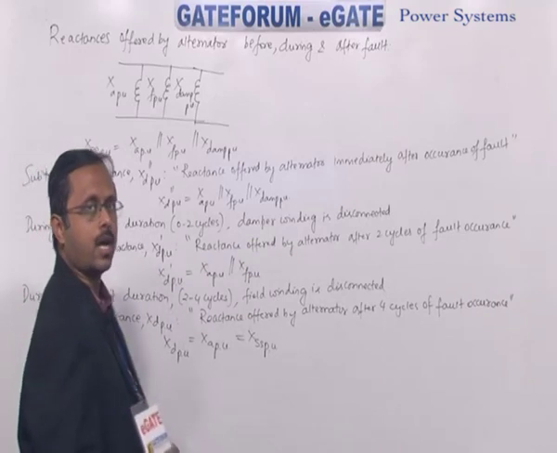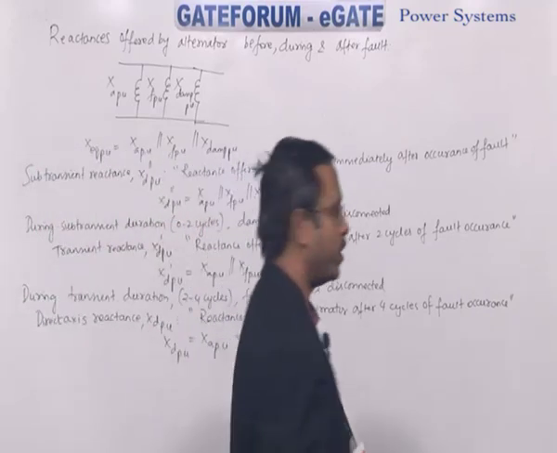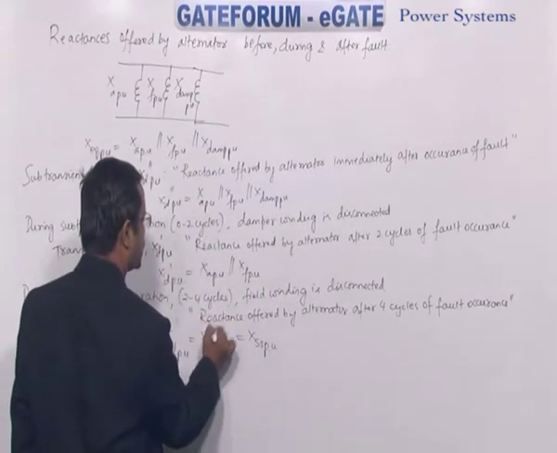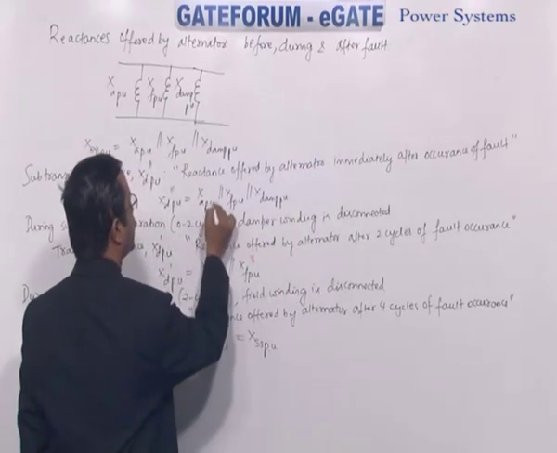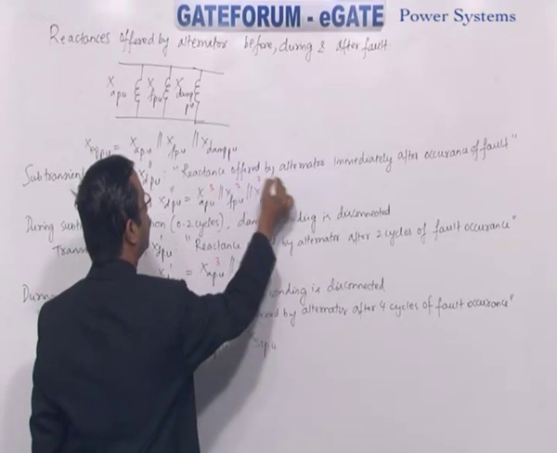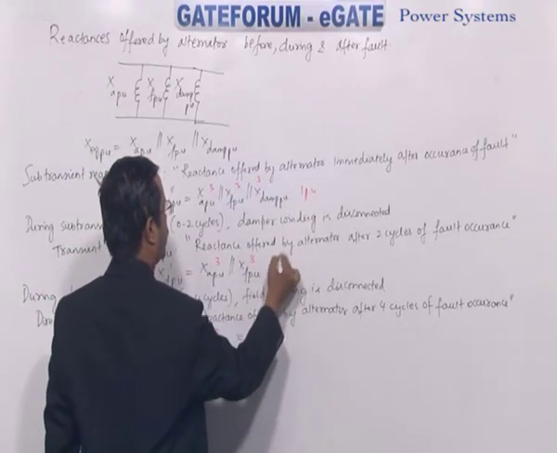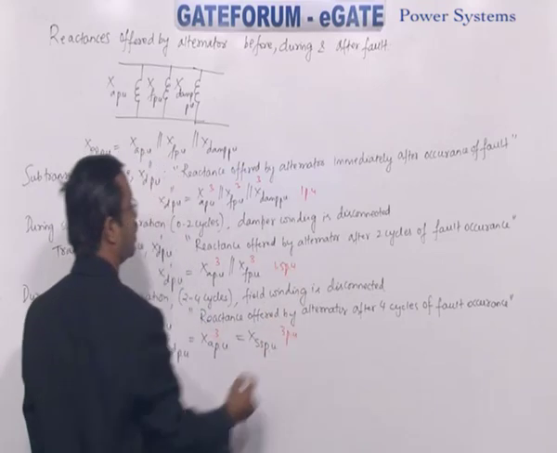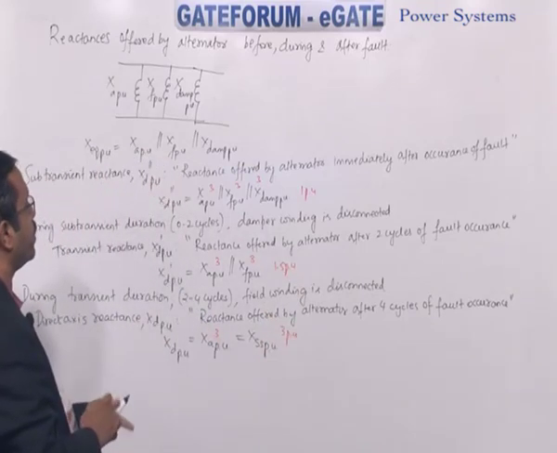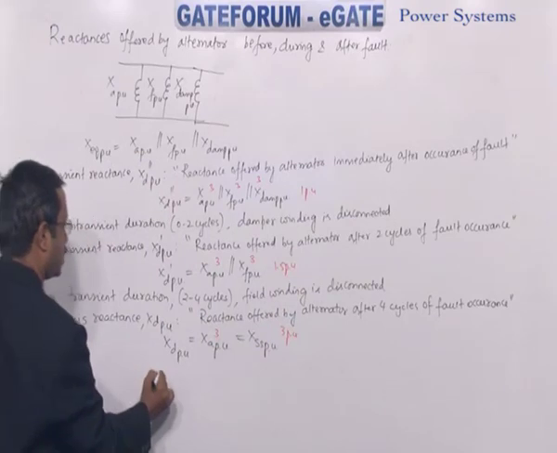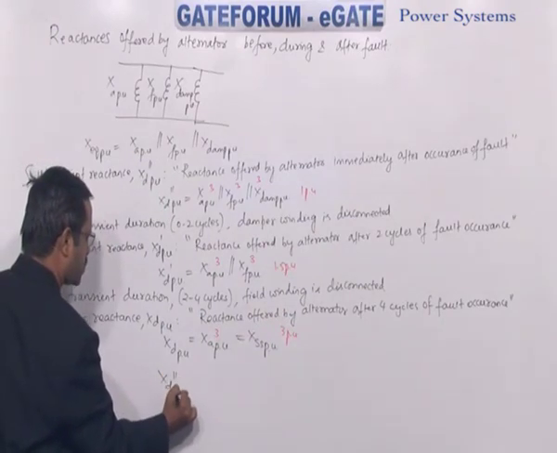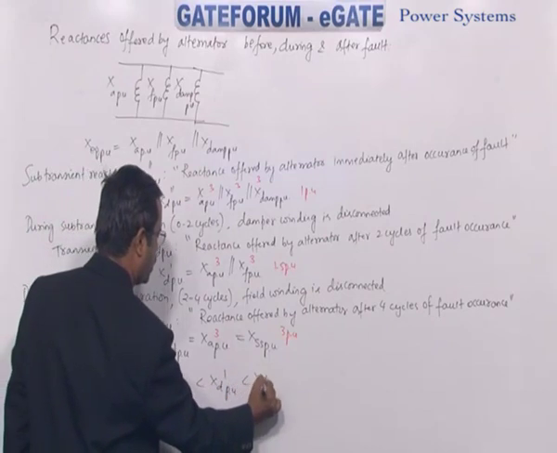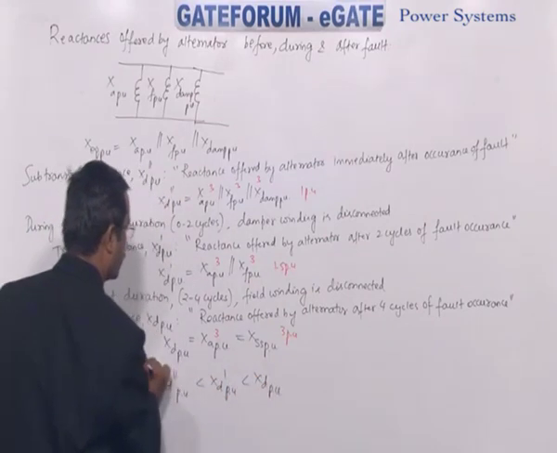Now, among these 3, which is the minimum? Suppose you verify each one is 3 per unit. If each one is 3 per unit, how much here? 1 per unit, 1.5 per unit, 3 per unit. So what is the answer you get by comparing the results? XD double dash per unit is less than XD dash per unit and less than XD per unit.